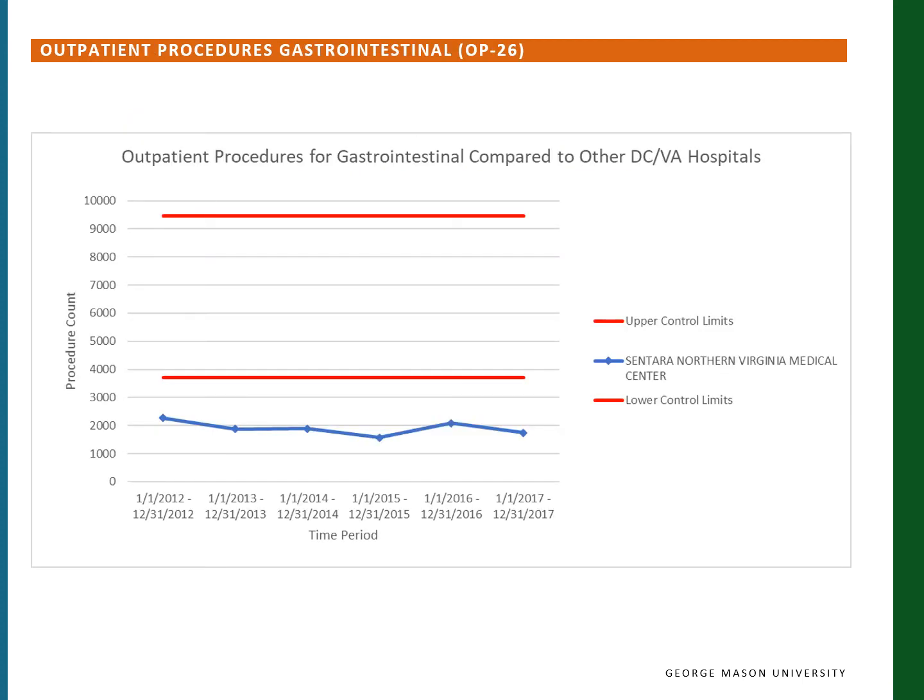This is the first control chart we will be analyzing. This is for outpatient procedures for gastrointestinal compared to other DCVA hospitals. As you can see, Sentara data does not fall within the upper nor the lower control limits. This is actually the only control chart that falls below the lower control limit. The data and time periods include January 2012 to December 2017.